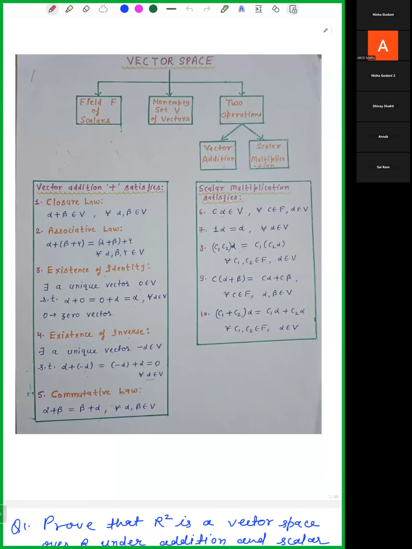Okay. So let's start the discussion on vector space. How many of you know about vector space or the concept of vectors? Sairam, Shivai, Arnab, do you know what a vector space is or what you mean by vectors? No idea. Okay. Do you know about vectors? Yes, from high school.